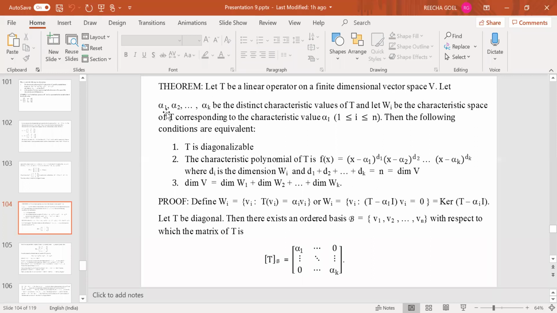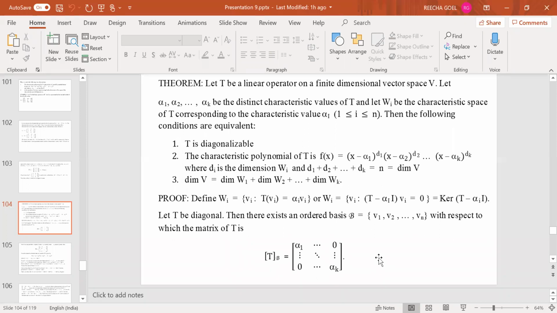Remember, here we are not assuming that the number of characteristic values should be equal to the dimension of the vector space. They are less than that. So we are working in that particular condition. So as far as the proof is concerned, we have already seen it earlier.